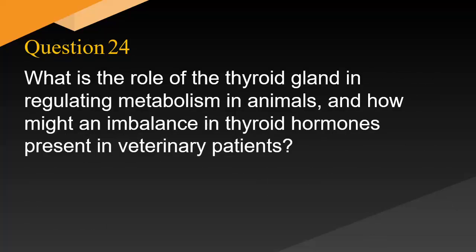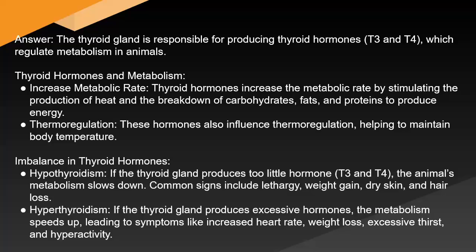What is the role of the thyroid gland in regulating metabolism in animals, and how might an imbalance in thyroid hormones present in veterinary patients? Answer: the thyroid gland is responsible for producing thyroid hormones T3 and T4, which regulate metabolism in animals. Thyroid hormones and metabolism: they increase metabolic rate by stimulating the production of heat and the breakdown of carbohydrates, fats, and proteins to produce energy. Thermoregulation: these hormones also influence thermoregulation, helping to maintain body temperature.